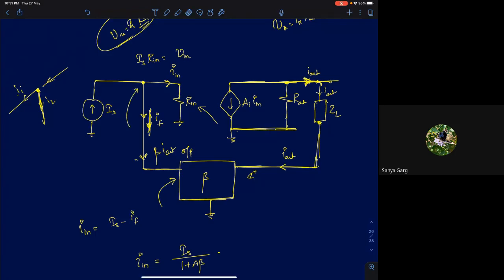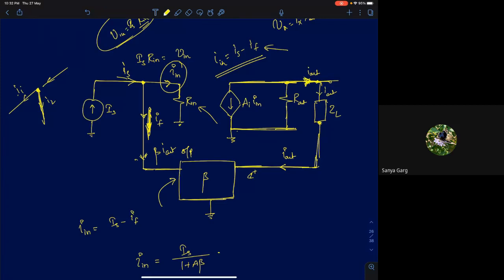So now I have shown the direction of IF in this way. IF is beta times I out. Its direction is shown this way. IS is in this direction. What will be the relation in terms of IS and IF? The current entering, IS minus IF, will be equal to IN. Right? IS minus IF. IF is the feedback quantity. Not I out, but IF. IF is beta times I out.